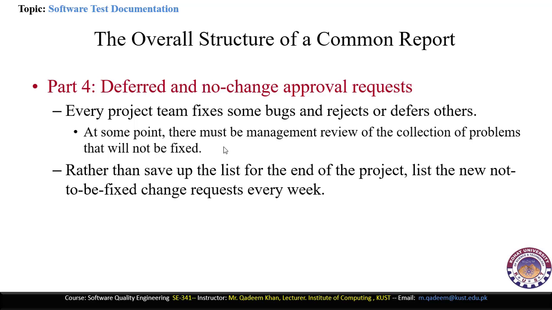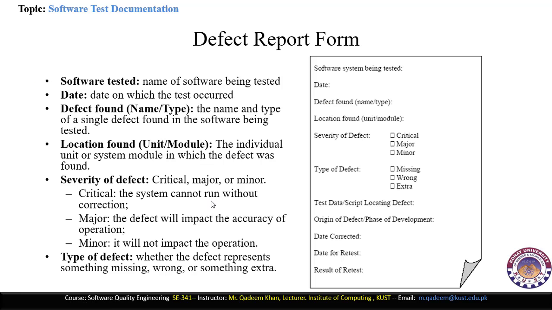So here the manager must identify those bugs. That is, in fact, to save the list at the end of the project, the list of not-to-be-fixed change requests every week. So that's why every week we have to identify certain bugs that are called not-to-be-fixed or change requests. So here are certain bugs that cannot be fixed.